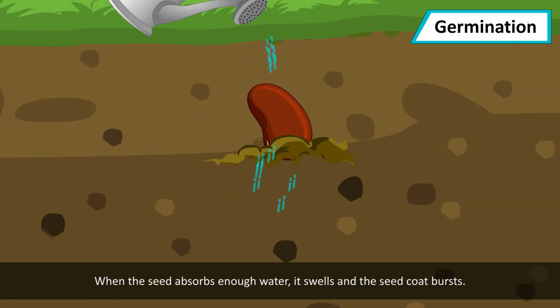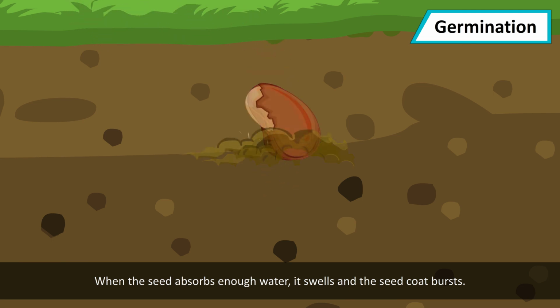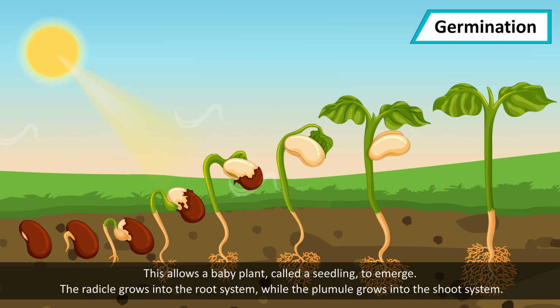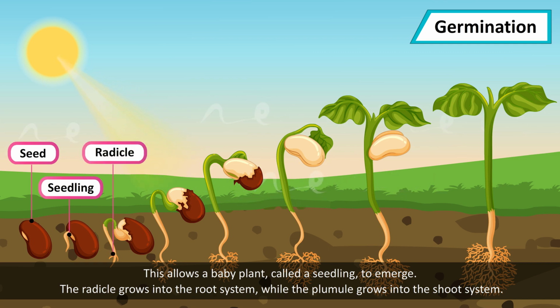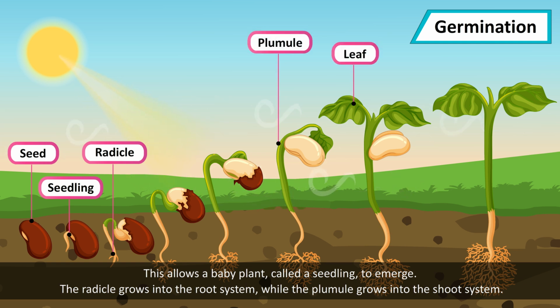When the seed absorbs enough water, it swells and the seed coat bursts. This allows a baby plant, called a seedling, to emerge. The radicle grows into the root system, while the plumule grows into the shoot system.